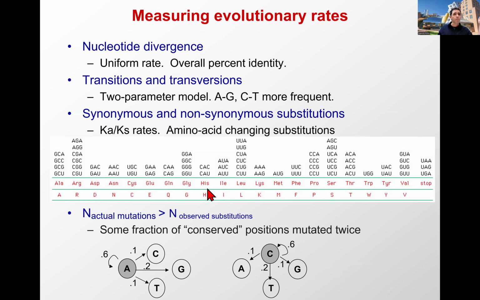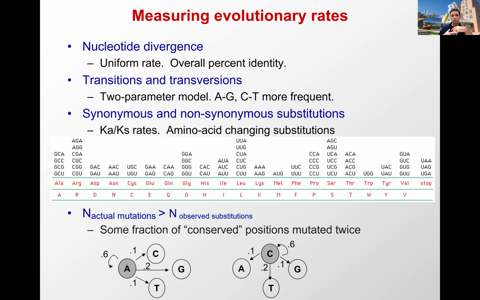Okay? And now the last part is that the number of actual mutations is actually typically much larger than the number of observed substitutions. In other words, if I observe 80 events, some of those are likely to be back mutations, okay, where I changed into a T and then back into a C.